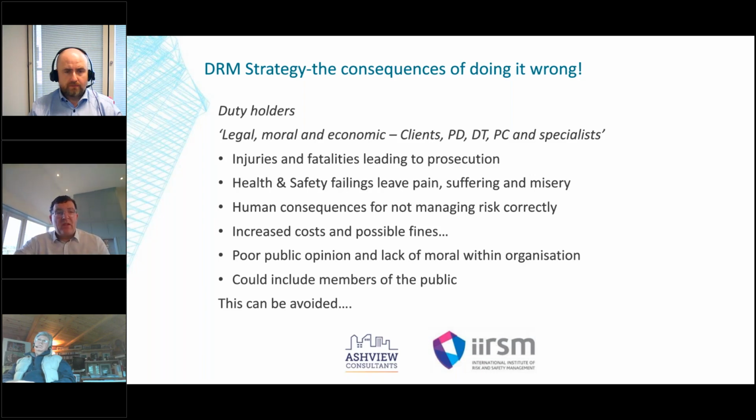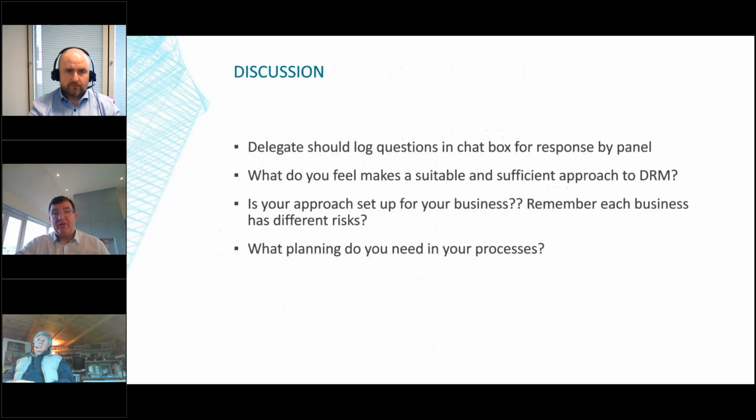If it goes wrong, injury, fatalities leading to prosecution, health and safety failings which lead to pain, suffering, and misery, human consequences for not managing risk correctly, increased costs and possible fines, public opinion and lack of morale within the organisation, and could include members of the public. You know, the public themselves can be affected by what goes on in a project, and all this can be avoided with a fairly robust design risk strategy.